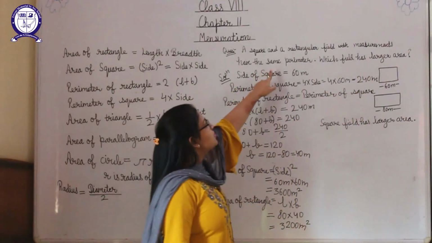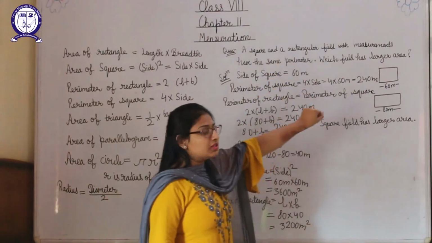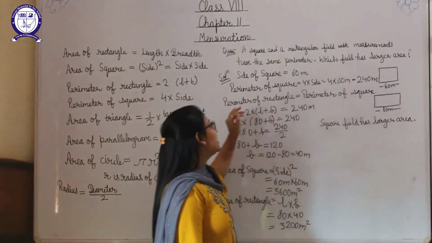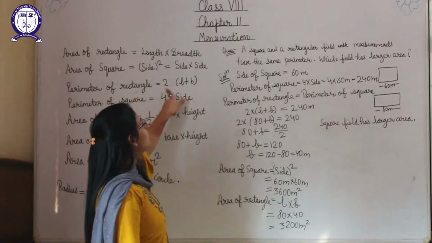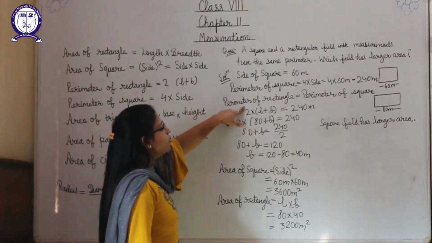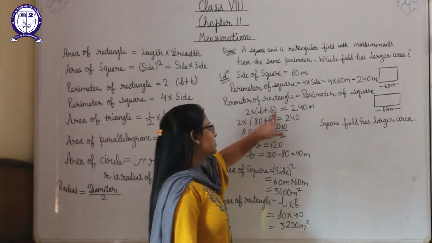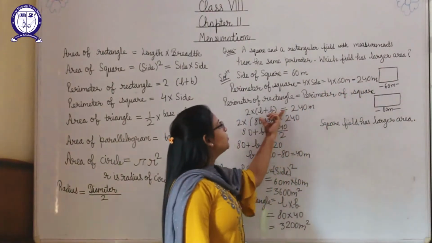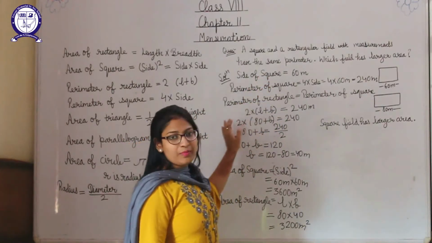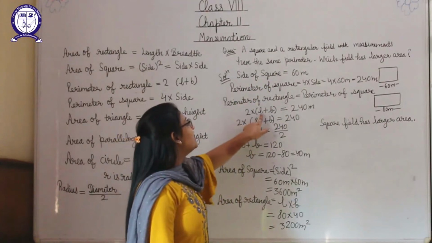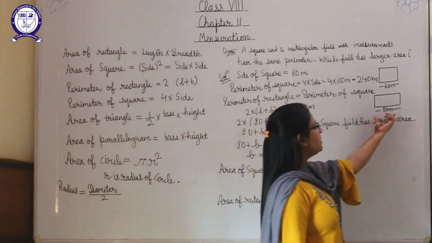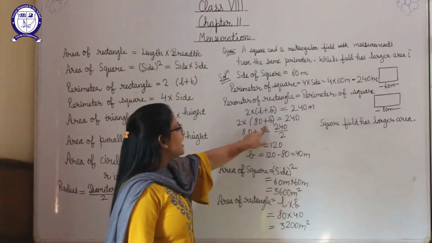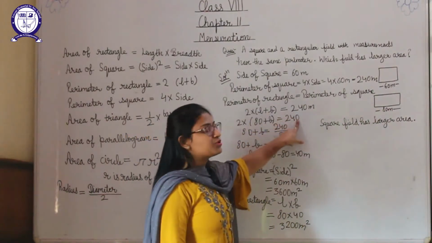As it is given in the question that both have the same perimeter, the perimeter of rectangle is equal to the perimeter of square. We know the formula for perimeter of rectangle is 2 multiply length plus breadth. So 2 multiply length plus breadth is equal to, what is the perimeter of square? 240. Both will be equal because the same perimeter is given. Now 2 multiply, in place of length we can write 80 meters, as in the figure it is given that this is 80 meters. So 80 plus breadth is equal to 240.